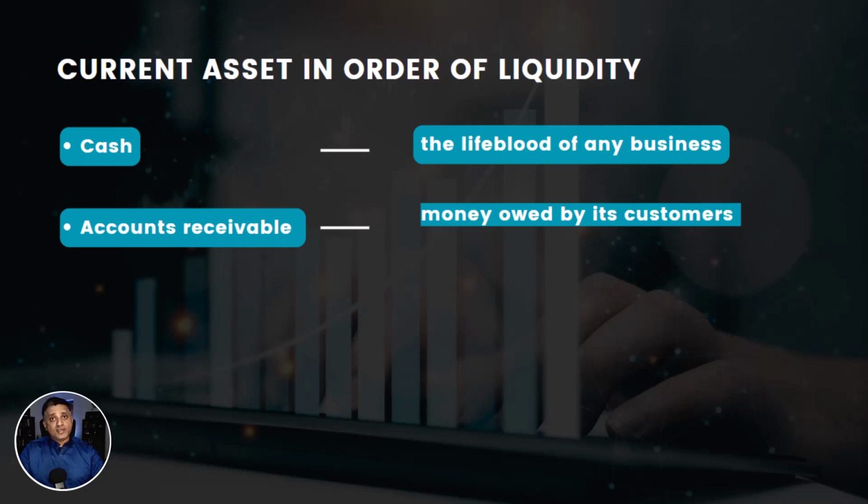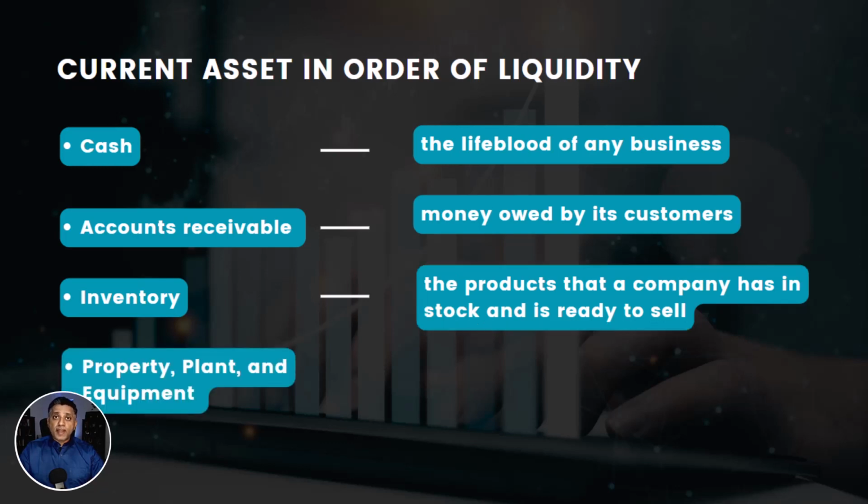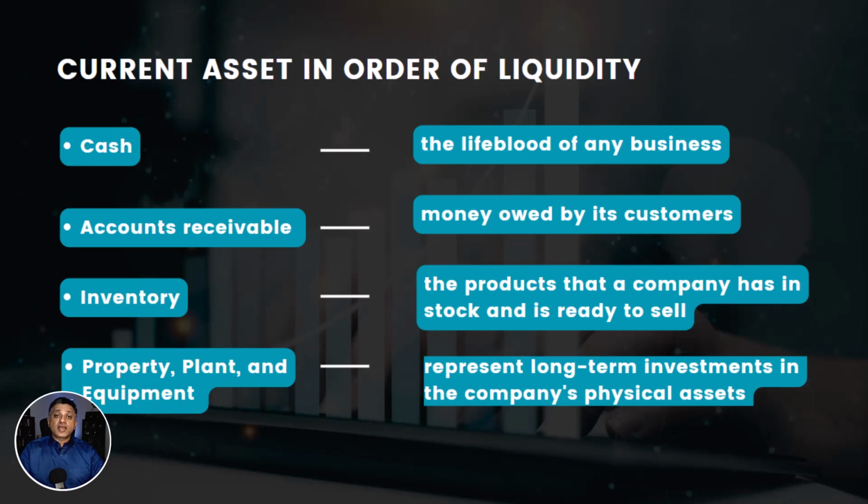The third, inventory, which represents the products that a company has in stock and is ready to be sold. It is important to manage inventory carefully, as understocking can tie up cash, or overstocking can lead to low sales. Property, plant and equipment is the fourth, which represents long-term investments in the company's physical assets. To make sure that these assets bring the expected economic benefit, they need to be carefully managed.